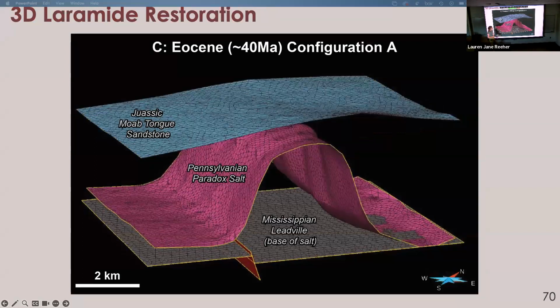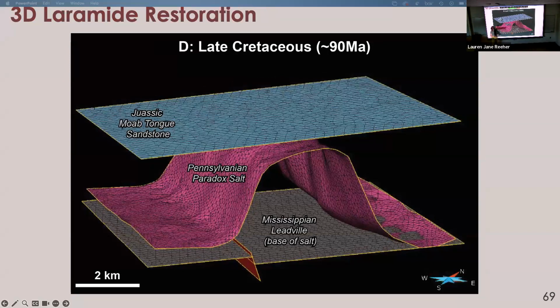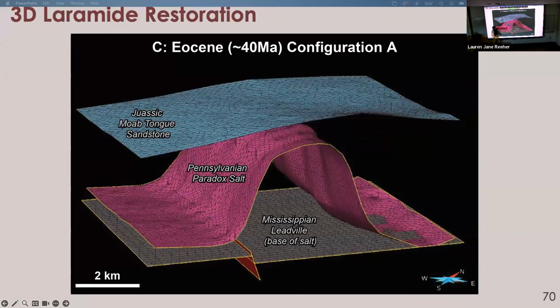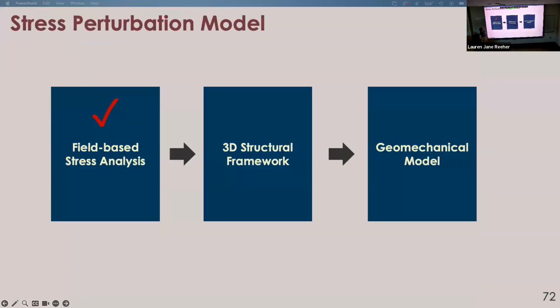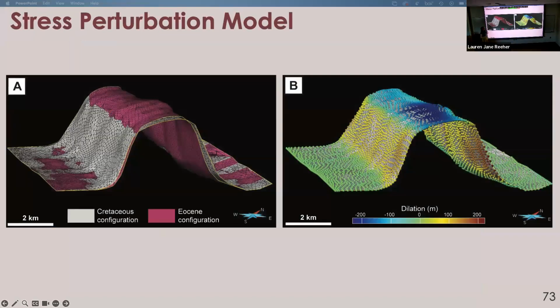So this here shows late Cretaceous, and then Eocene. This is the Laramide amplification where we see the salt wall contract and rise, and then that folds the overlying Moab tongue sandstone. So these are the surfaces that we're using. And then of course, this is after modern day dissolution and collapse. Those are those normal faults. Okay, so now we have the framework and we can use these as model inputs.